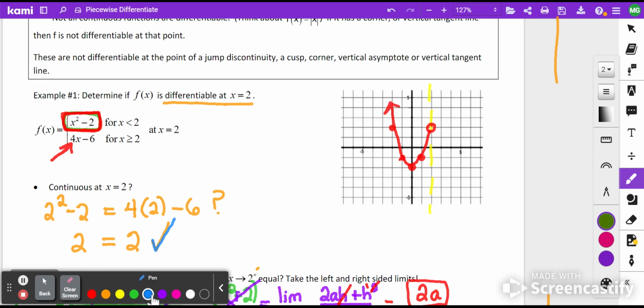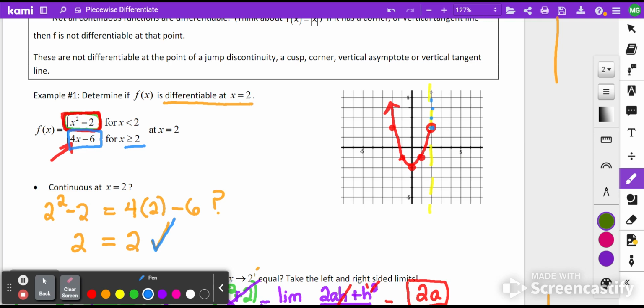Our second function is the line 4x minus 6. So we can go 4 times 2 because we're starting at 2. Our domain starts at 2. 4 times 2 is 8. Minus 6 is 2. And we have a slope of 4.